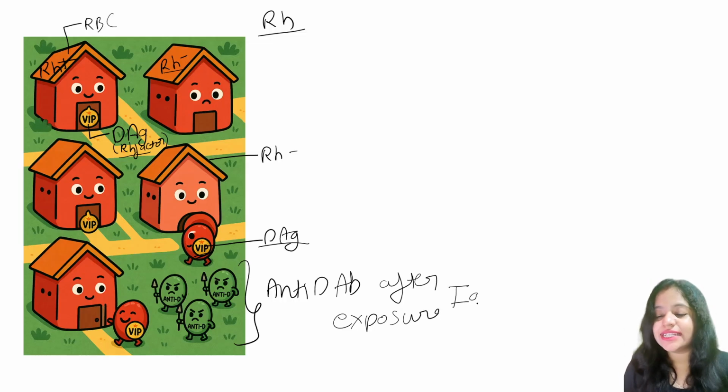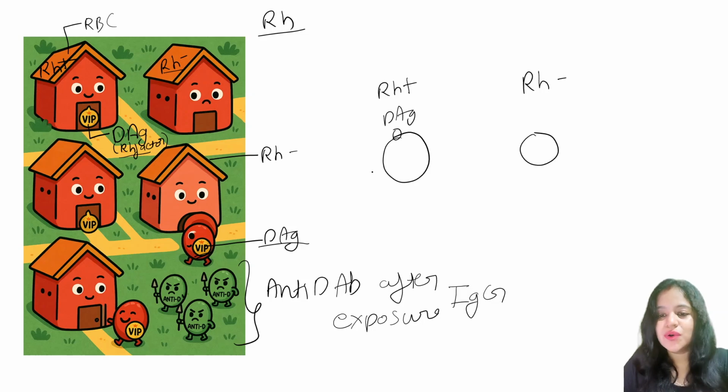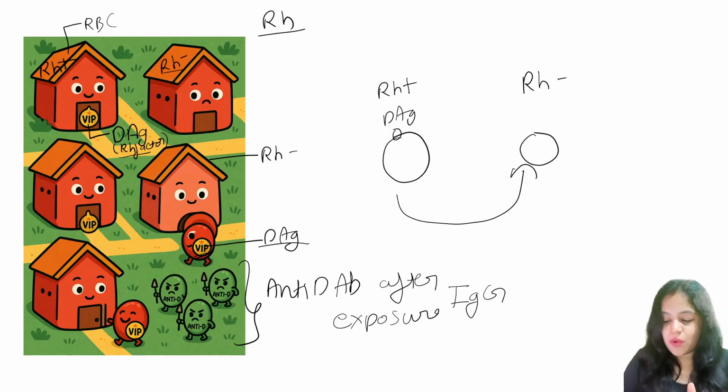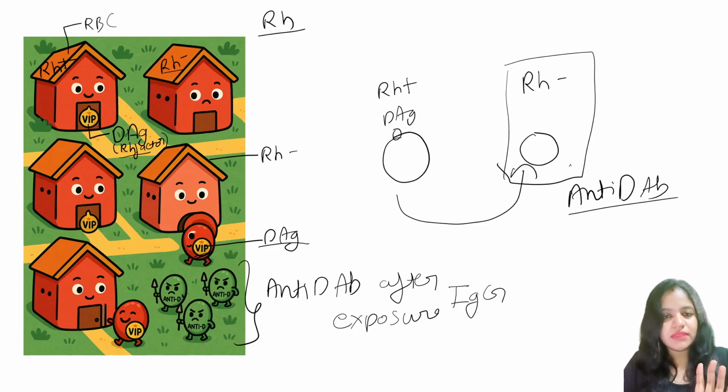Now you see, these are small antibodies. They are IgG in nature. Small, sneaky, they can cross the placenta. So this is your RBC. This has the D antigen. What will this make? RH positive. This is the one which doesn't have D antigen. This is RH negative. So if by any chance this goes here, there is mixing or transfusion, what will happen? This RH negative person starts making anti-D antibody in its blood.